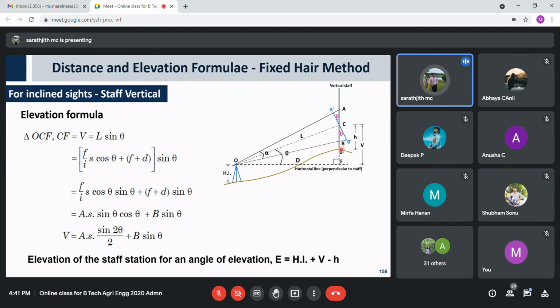So from the figure itself, you can compute what would be elevation at E, because if HI is the instrument height, HI plus V minus H. If this is V, that subtracted by H gives the V minus H. So HI plus V minus H would be your elevation at the staff station. Elevation of the staff station. Is that clear?